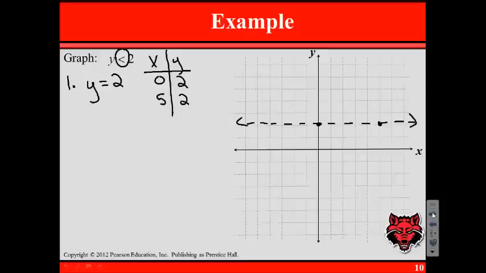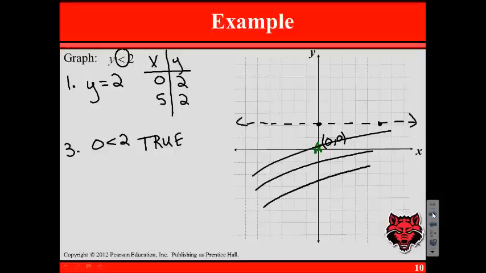So again, we will choose a test point that is not on the boundary line. Whenever it's possible, I'm going to choose (0, 0), just because that's a very simple value to plug in. So substituting into the original inequality gives us 0 is less than 2, which is also a true statement. So we will shade the region that contains the test point (0, 0).